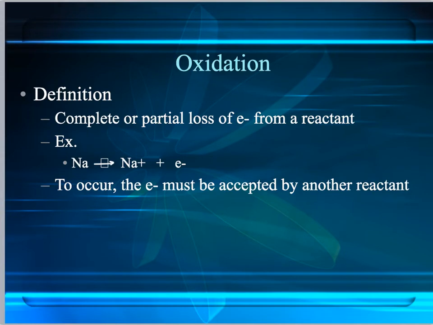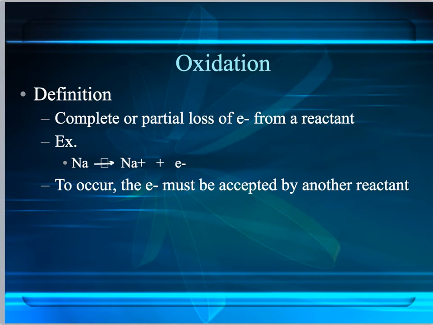Okay, so each part of a redox reaction, the oxidation part and the reduction part, must happen for the overall reaction to occur. I can't have an oxidation reaction by itself. It's got to be partnered up with a reduction reaction immediately following, or this does not occur.